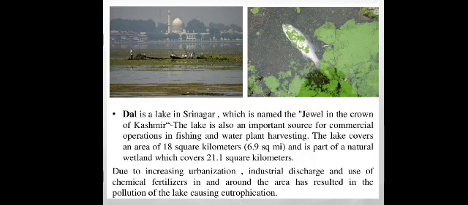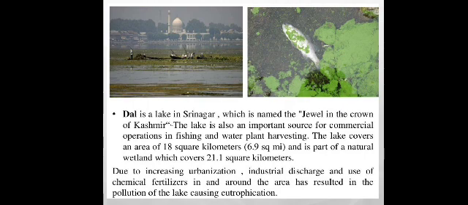Then the next example is Dal Lake in Srinagar, which is named the jewel in the crown of Kashmir. The lake is also an important source for commercial operations in fishing and water plant harvesting. The lake covers an area of 18 square kilometers, about 6.9 square miles, and it is part of a natural wetland which covers 21.1 square kilometers.